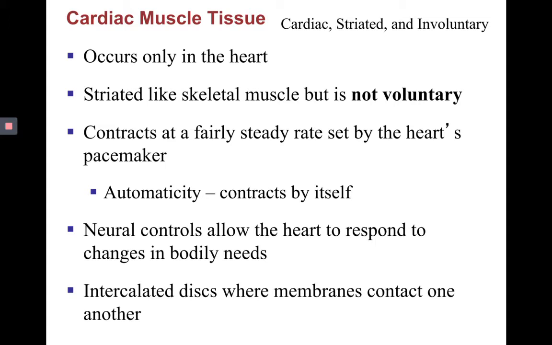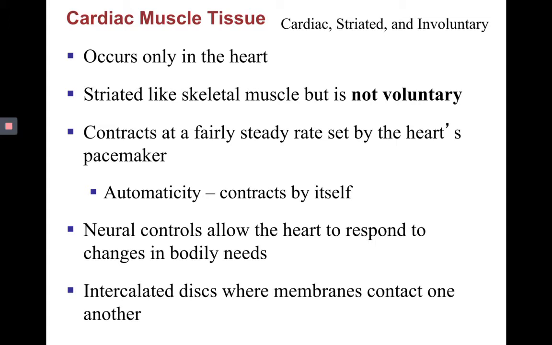Now again, we have striations in cardiac muscle like we did with skeletal muscle, and the reason we have these striations again is because of repeating patterns of myofilaments. Again, those myofilaments are actin and myosin. Keep in mind also that cardiac muscle tissue is only found in the heart, not blood vessels. Even though the two parts of the cardiovascular system are the heart and blood vessels, the heart contains cardiac muscle tissue, whereas the blood vessels contain smooth muscle tissue.